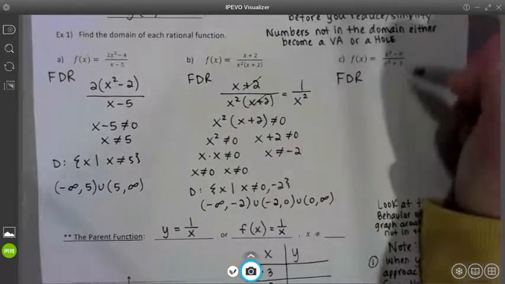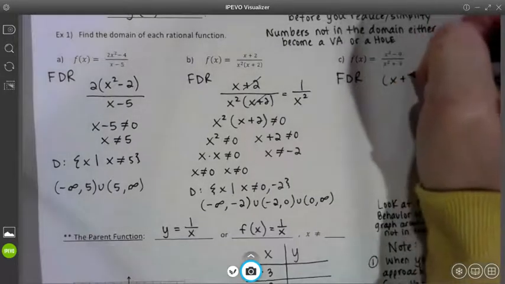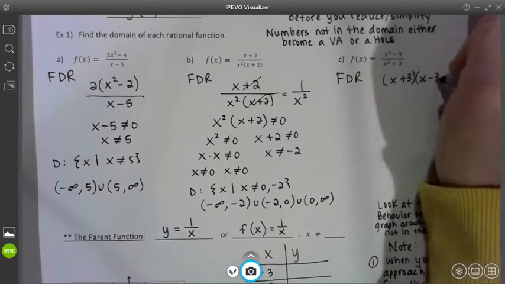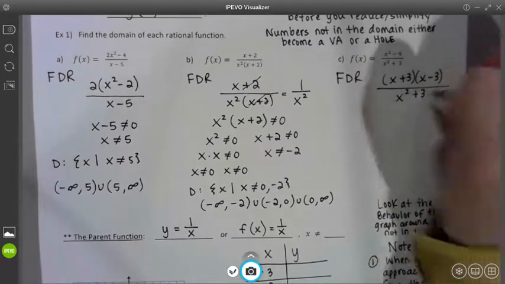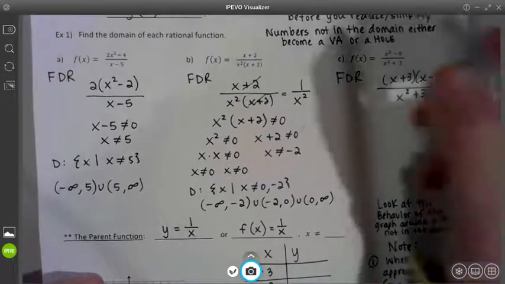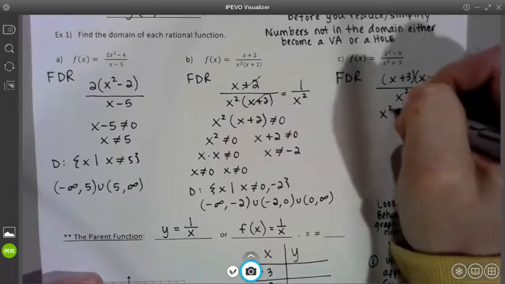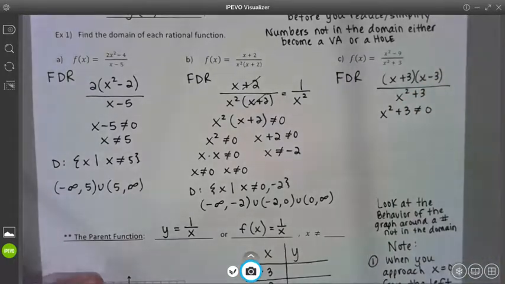All right, so in this case, FDR, factor, domain, reduce, I would factor: x plus 3, x minus 3, and then x squared plus 3 does not factor. So I would factor it. I did. I would find the domain, take the denominator, tell me the denominator is not allowed to equal 0, and now find the numbers that make the denominator equal 0.